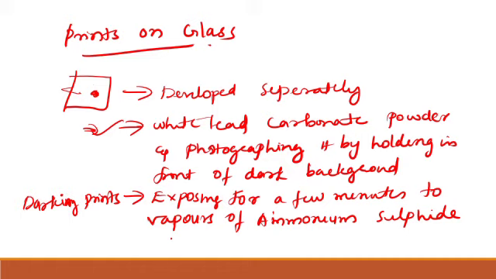And next is prints on glass. So in prints on glass you have to develop it separately. If you are seeing the fingerprint on both sides, you have to develop each separately, and you can use white lead carbonate powder and photograph it by holding it in front of a dark background, and you can expose this for a few minutes to vapors of ammonium sulfide, and this is for darkening the prints. So this is how we are developing the prints on the glass.